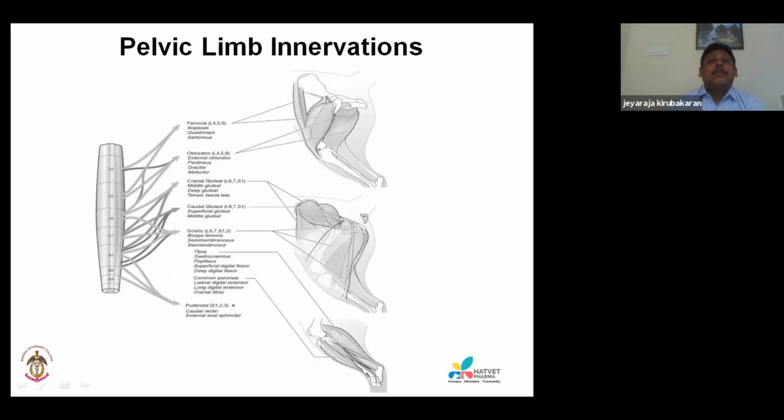Then you have pelvic limb innervations. It starts from L4 to S2. There is femoral, obturator, cranial gluteal, caudal gluteal, then sciatic, then you have pudendal. All this comes out of it and supplies the muscles of the pelvic limbs.